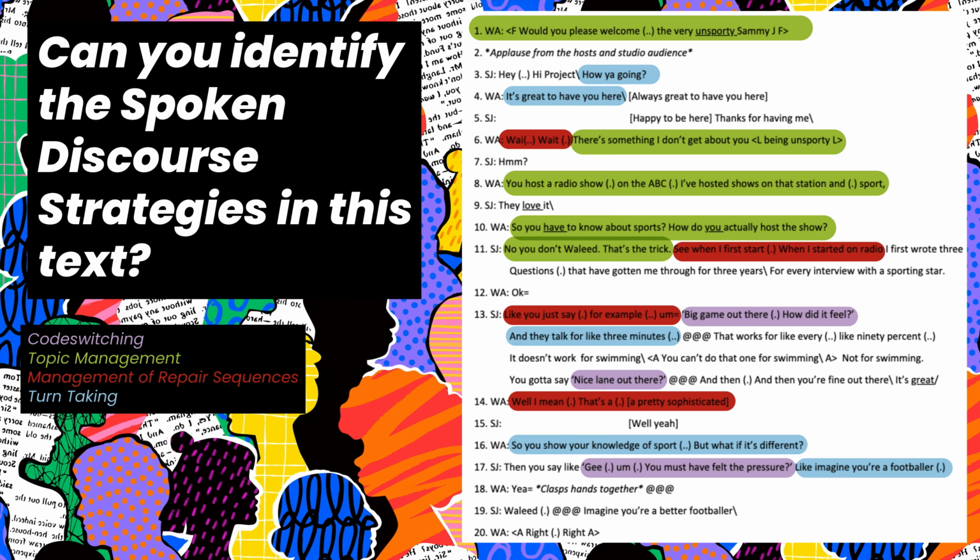Lastly though, in blue, we have our turn taking. So we can see on line 3, Sammy J uses the interrogative, how you going, to pass the floor to Waleed Ali, who uses the declarative, it's great to have you here, to take the floor. Now, interrogatives are often a language feature that is used to pass the floor to another speaker, but we could also talk about the use of pausing on line 17 at the end of that phrase, like imagine you're a footballer, to signal to Waleed Ali that Sammy J is passing the floor and it's time for Waleed Ali to take the floor on line 18.